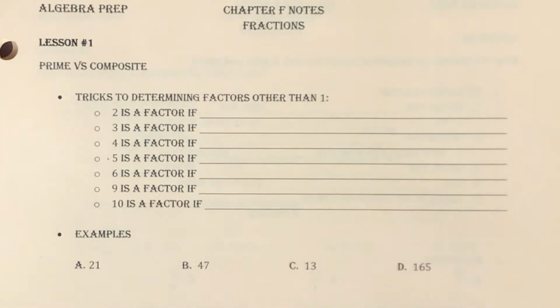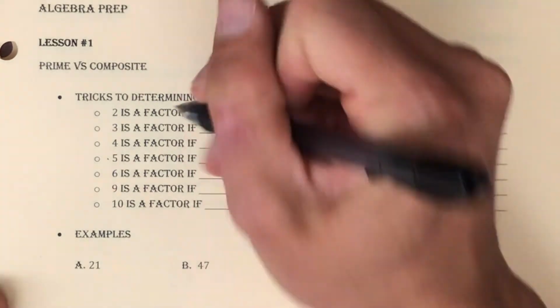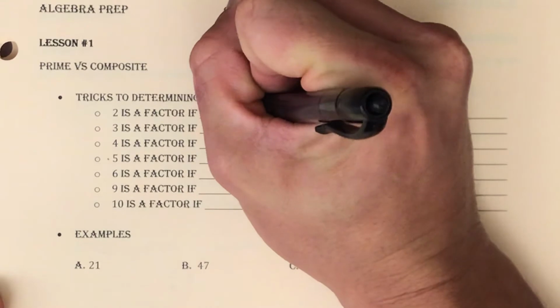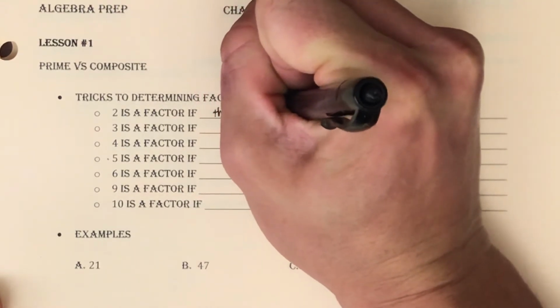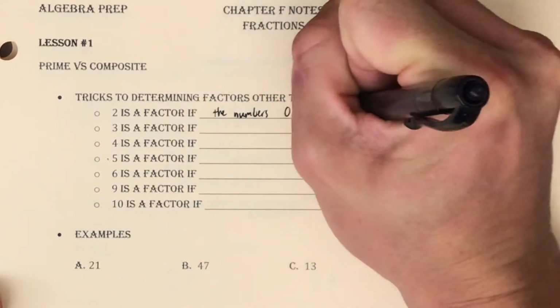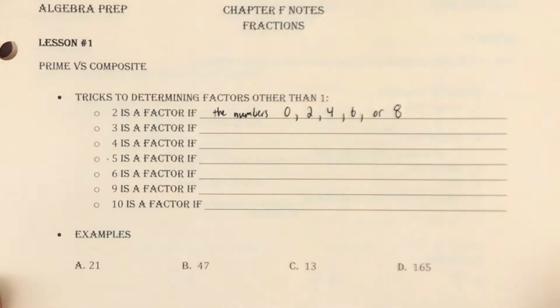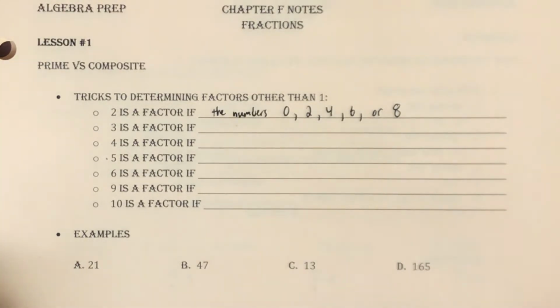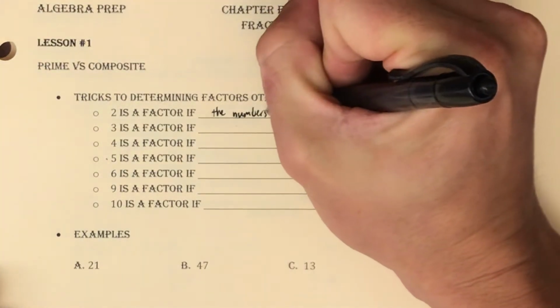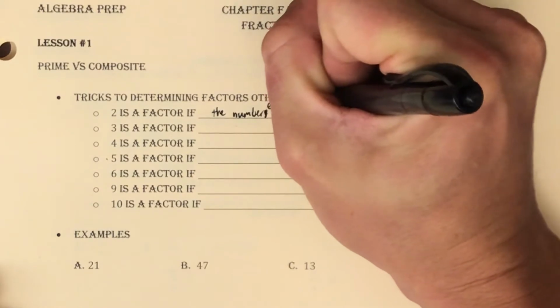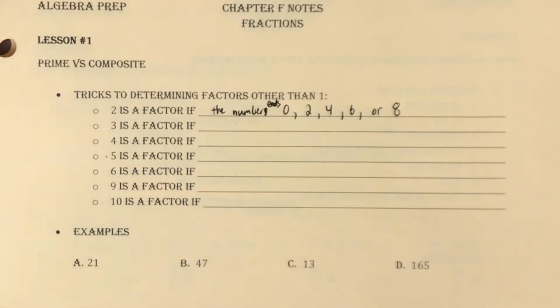So when we're trying to consider if 2 is a factor, we know that 2 is a factor if the number ends in 0, 2, 4, 6, or 8. All right, so if the number ends in 0, 2, 4, 6, or 8, that makes it an even number, which means 2 is definitely a factor of it.